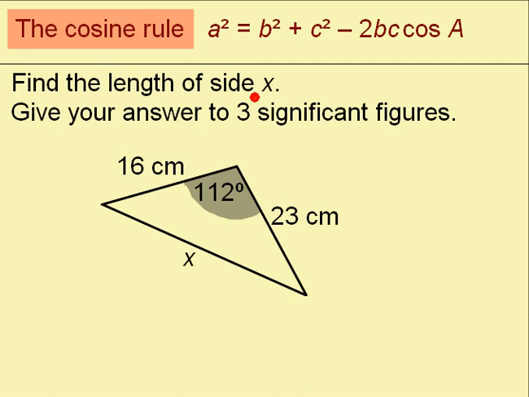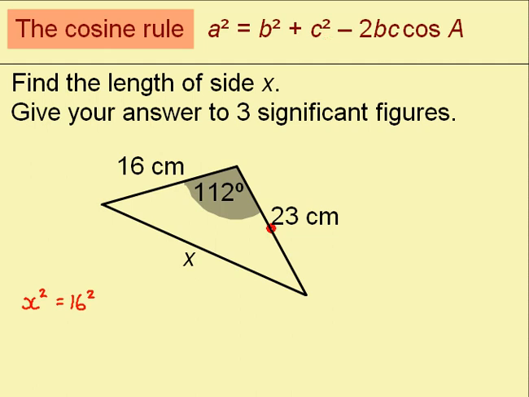So in this question, I want to find the length of the side x. I can see that I've got the other two sides and the included angle, so I know that I can use the cosine rule. I'm going to use the formula here as a guide to setting up the question. So the side I'm looking for is x. That goes here, so that's x squared. This is equal to either of the other two sides. I can choose this one or this one. I'm going to pick this one.